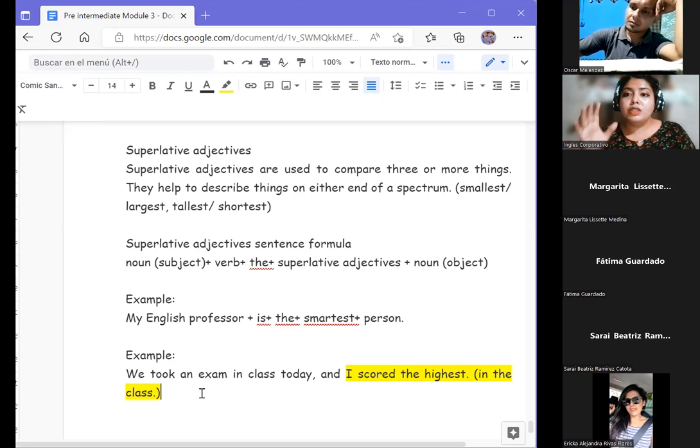So now, we are going to talk about how to create comparative and superlative adjectives. And it says, changing an adjective into its comparative or superlative form depends on the number of syllables in the base form of the adjective. So in this case, we are going to talk about the number of syllables that a word has.